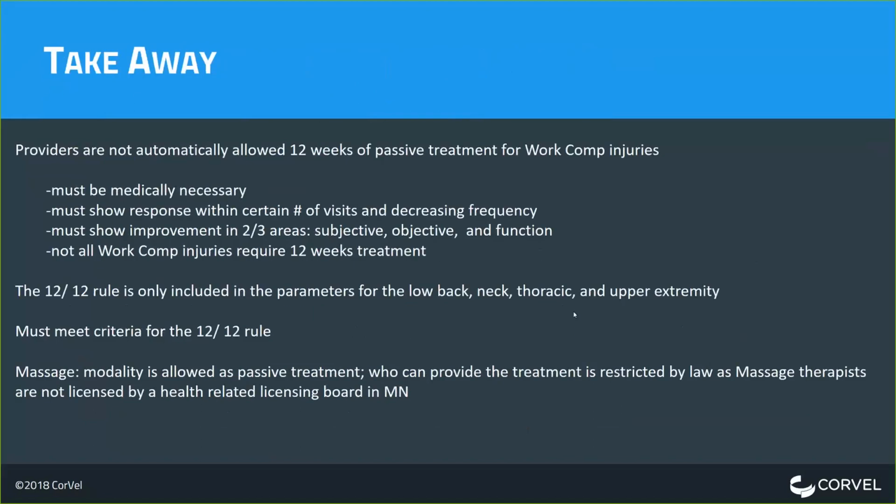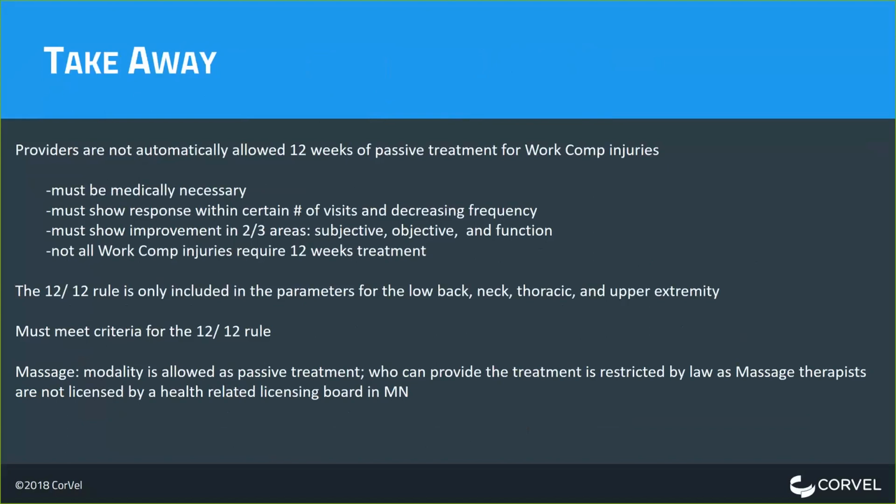So takeaway from this presentation is, number one, providers are not automatically allowed 12 weeks of passive treatment for work comp injuries. That seems to be a misconception that we're hearing from some providers. There's also other criteria that must be met. The treatment must be medically necessary. Not everybody requires 12 weeks of treatment. The patient must show a response within a certain number of visits, and there must be a decreasing frequency of treatment. They must show improvement in 2 out of 3 areas: subjective, objective, and function.